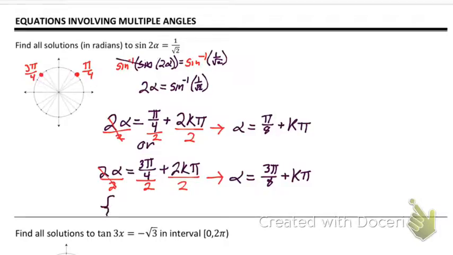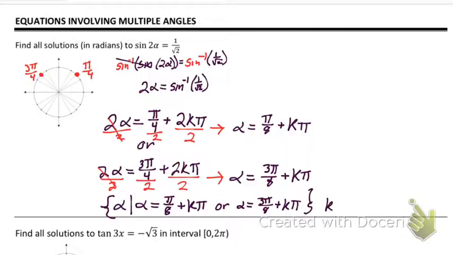And our set-builder notation is going to be x, or we used alpha. Alpha such that alpha either equals pi over 8 plus, because we have to use our new ones, plus k times pi, or our alpha needs to equal that 3 pi over 8 plus k times pi. And we just have to note that k is actually an integer.